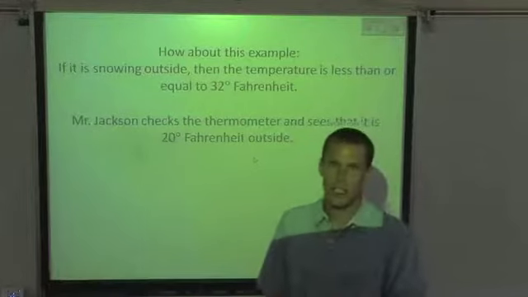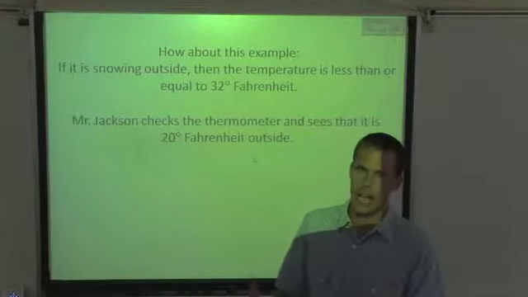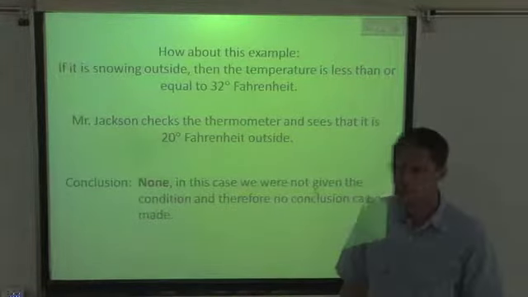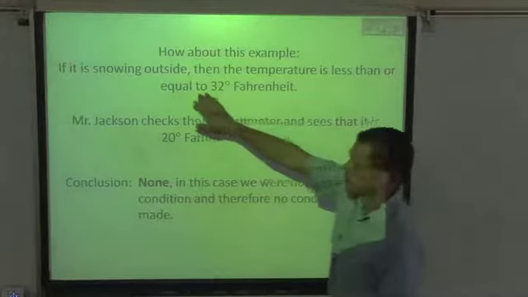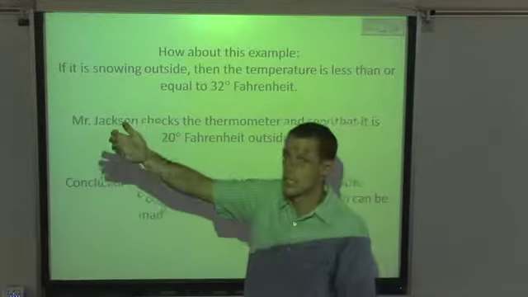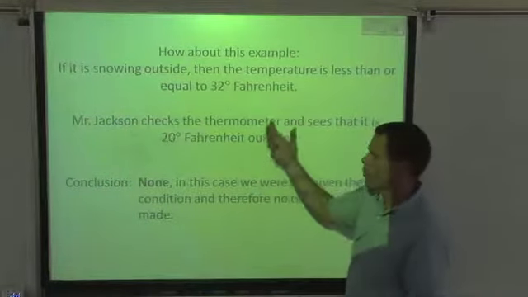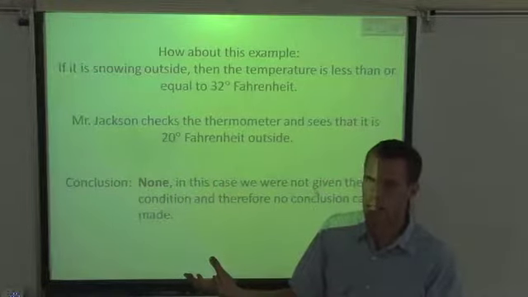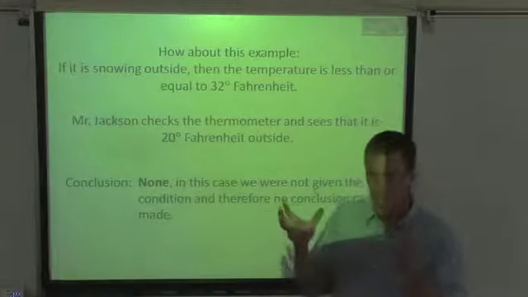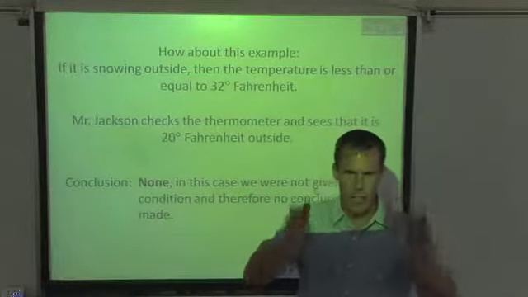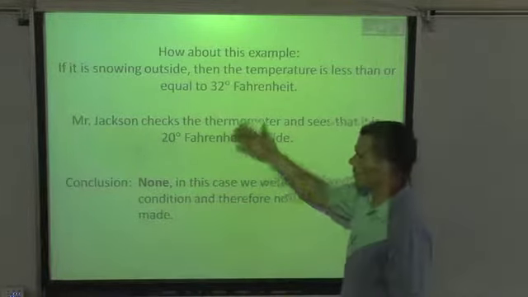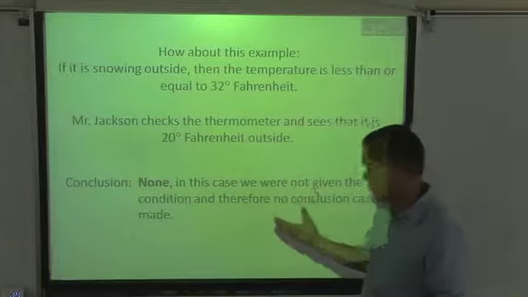If you just said the conclusion is that it's snowing, well, that's incorrect. The conclusion is nothing. In this case, we were not given the condition. We were not told it's snowing outside, so we cannot find the conclusion. Rather, we were told the conclusion. This does not produce any result for us. The law of detachment says that if you have a true statement that if A occurs, then B occurs, you have to be given A. In this example, we were given B. No conclusion can be made.